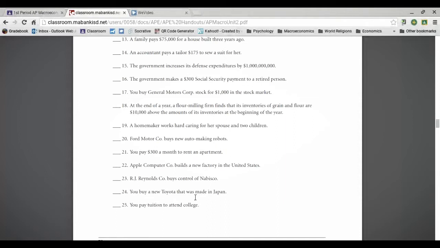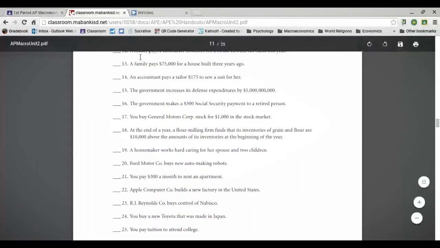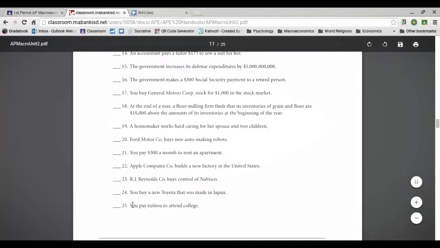25, you pay tuition to attend college. It's not consumption because remember, it's an investment because there are 2 things that you and I buy. It's considered I instead of C. One of them being a new house that we had on number 12. The other one is number 25, going to college, going to school.